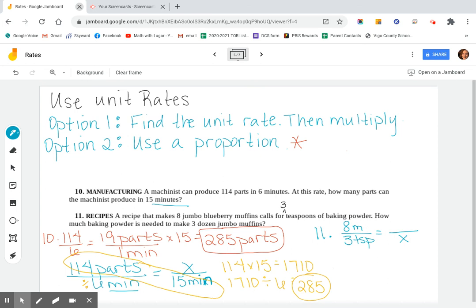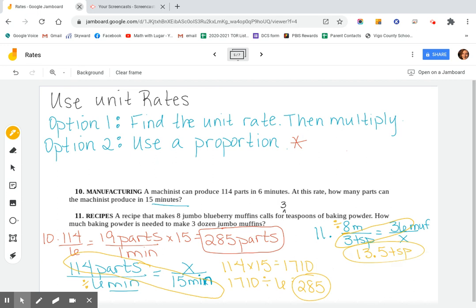Be careful here. It doesn't say 3, it says 3 dozen. There's 12 in a dozen. So 3 dozen, we're actually making 36 muffins. So now is where I multiply the diagonal where I know both parts. I'm going to take 3 times 36, and then I'm going to divide by the other number that I haven't used yet, the 8. 3 times 36 is 108. 108 divided by 8. I need 13.5 teaspoons.